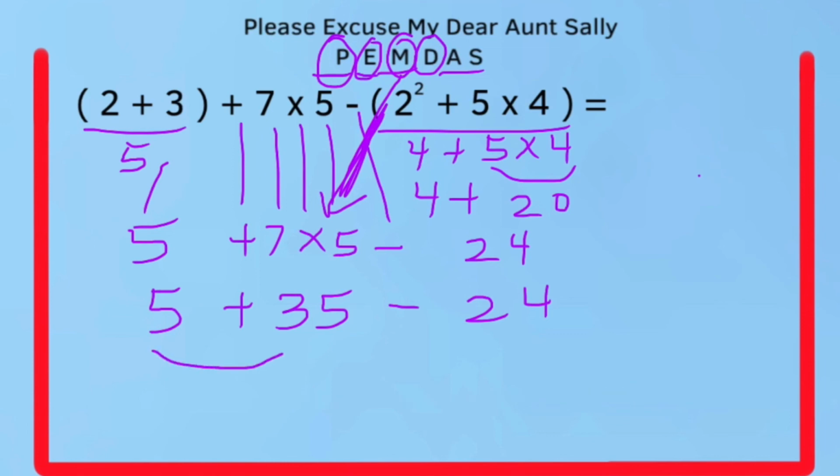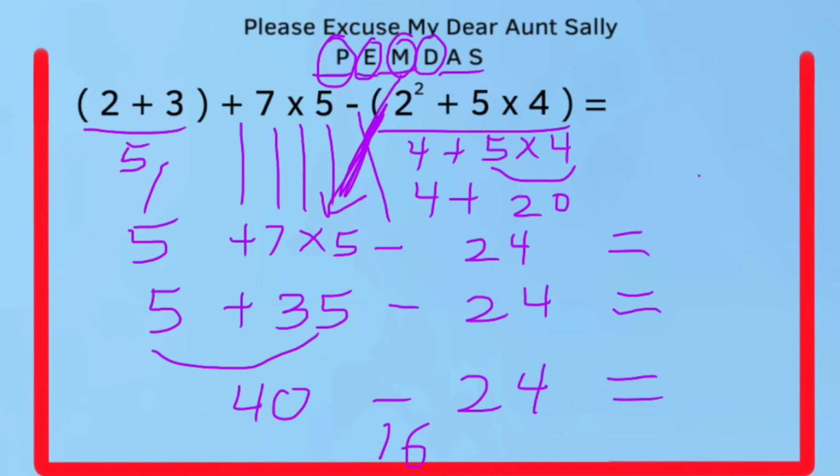So 5 plus 35 is 40. 40 minus 24. Okay, and we have to have our little equal signs. Very important. All right, 40 minus 24. Does anybody know what that is off the top of their head? I think I heard somebody say 16. And that is correct. And that is the answer. Just follow the order of operations, okay?